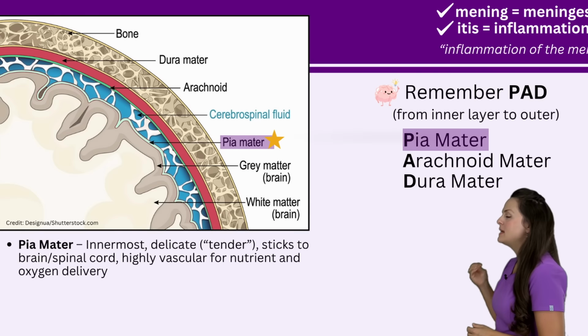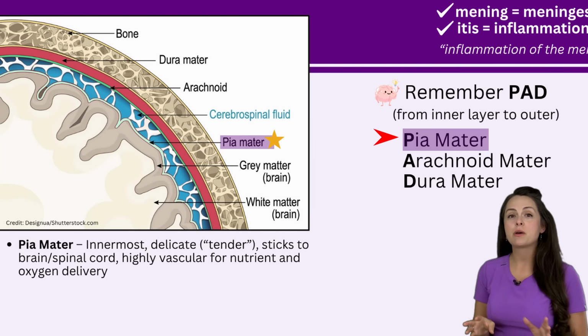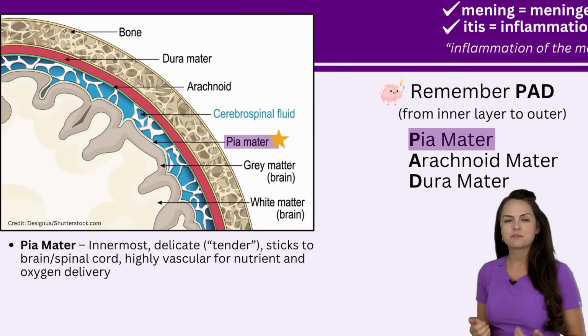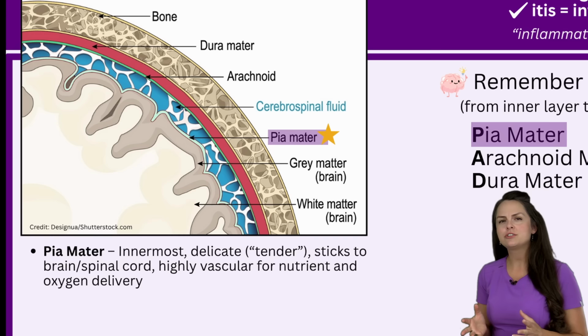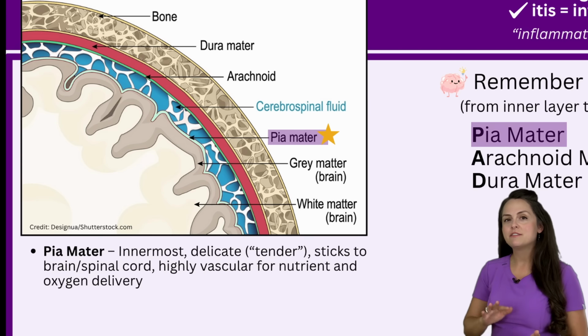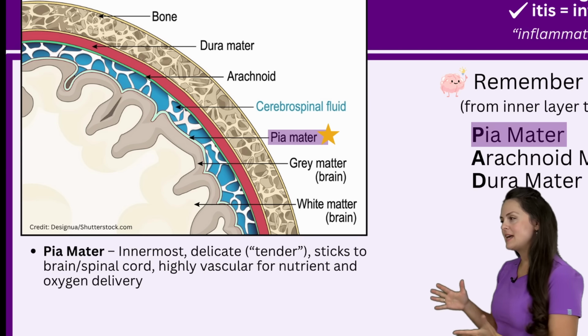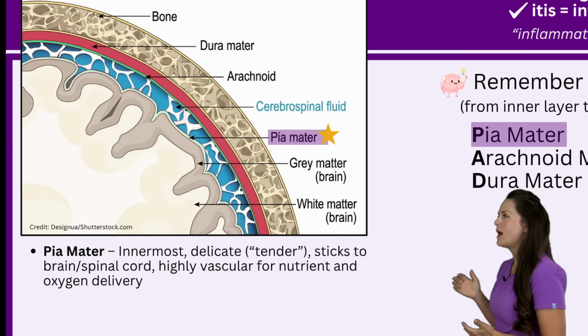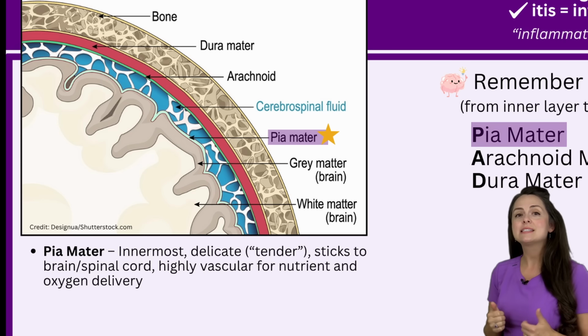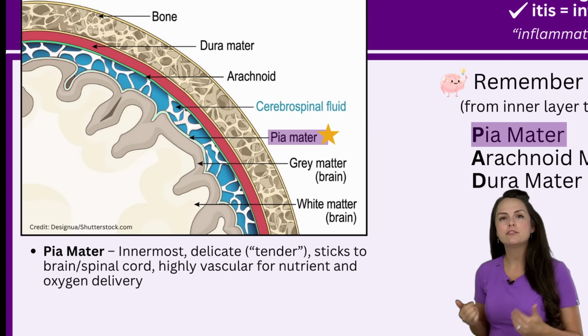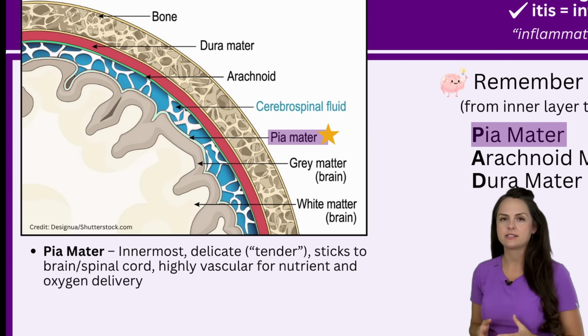First up is the pia mater. This is the innermost layer, and pia actually comes from Latin and means tender, delicate. So this layer is very tender and delicate, and what it does is it sticks directly to our brain and spinal cord. And it's highly vascular, so it helps deliver nutrients and oxygen to our CNS.